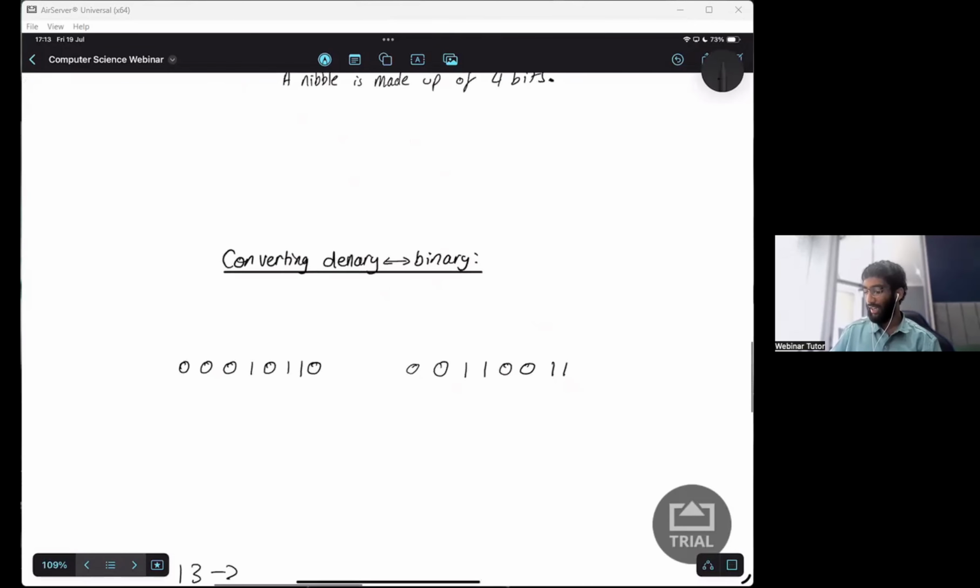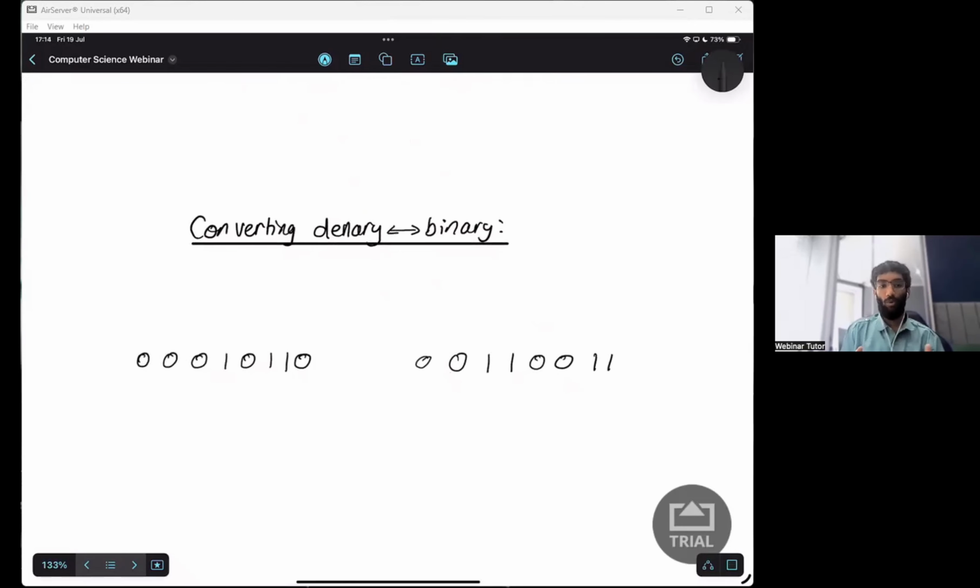So now we're going to be looking at converting denary to binary. But what is denary? Denary is just your basic numbers, such as 1 or 10 or 15. That's what denary is. It's sometimes also called decimal in computer science, and denary and decimal are used interchangeably, so don't get confused if you see either one of them.